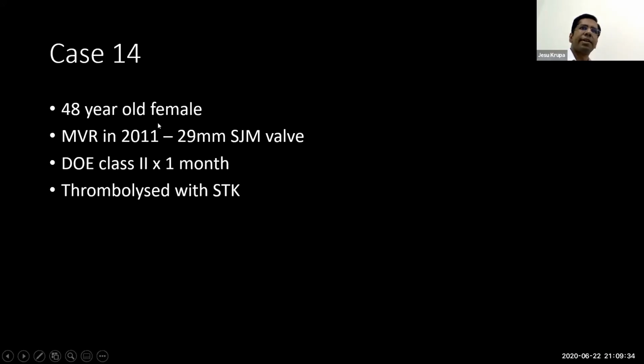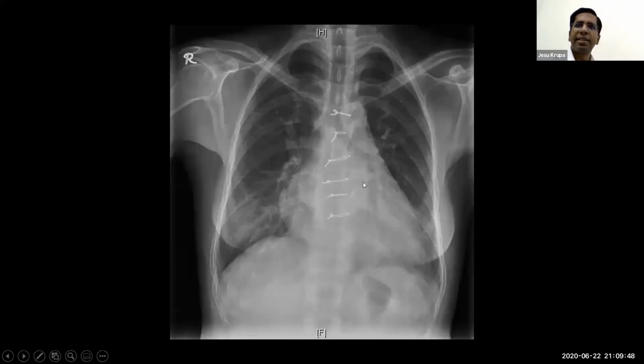This is a 48-year-old female, MVR done in 2011, and this is a St. Jude's bileaflet valve. She comes with dyspnea on exertion class 2. Again, with St. Jude's, you can hardly see the valve. As you can see here, this valve is hardly seen as compared to the other valves that I just showed you.